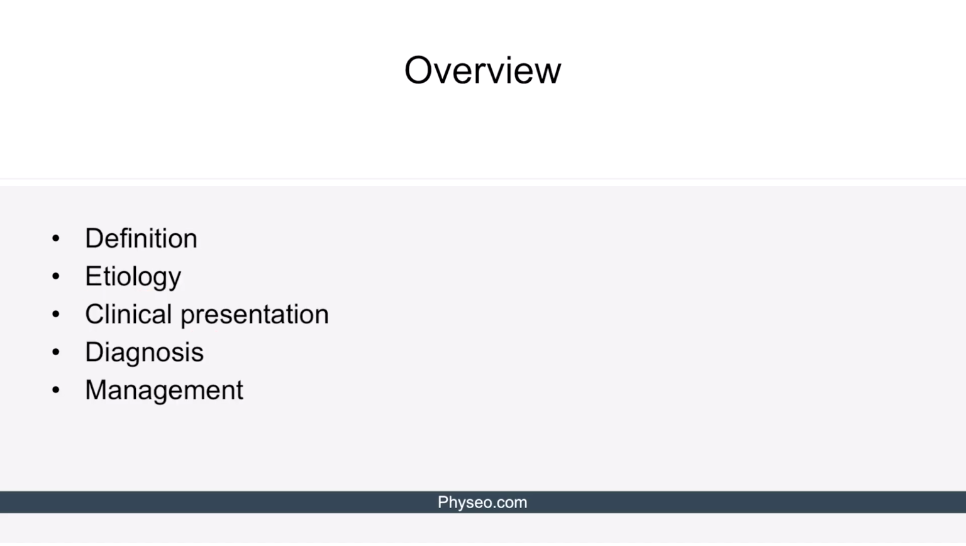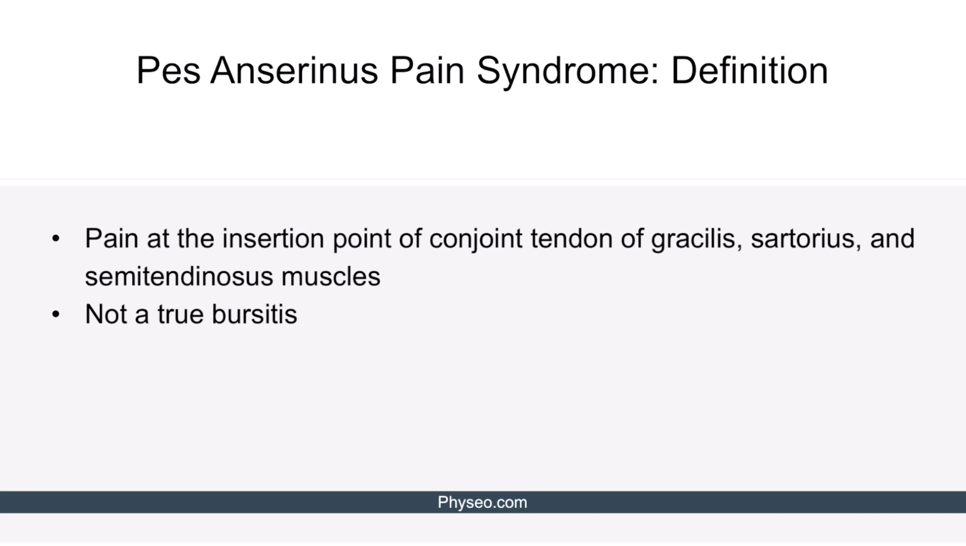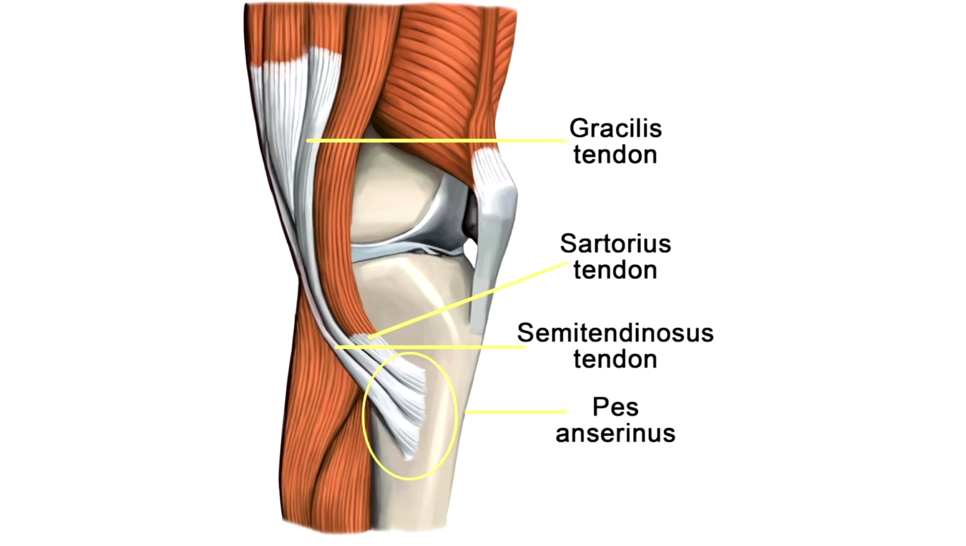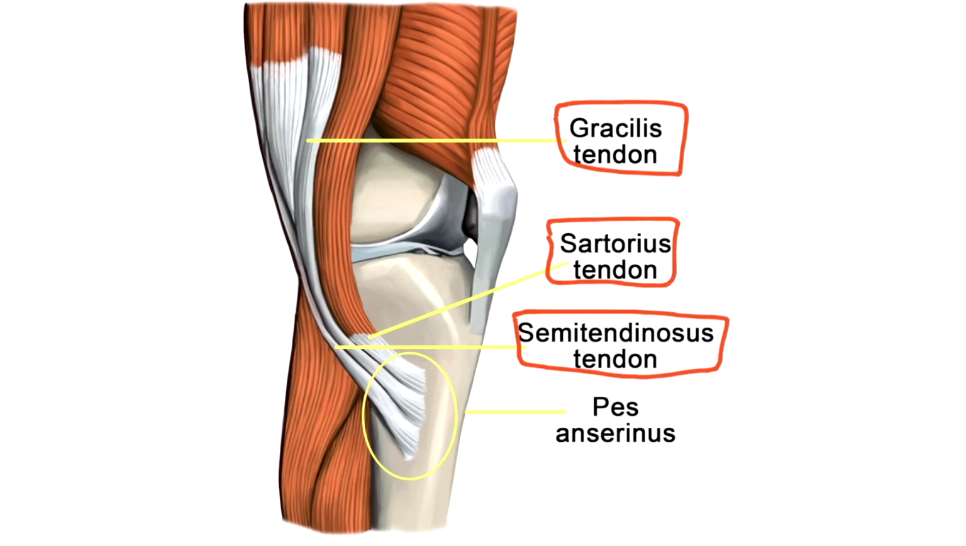Here's the overview slide of the topics we are going to discuss for pes anserinus pain syndrome. Pes anserinus pain syndrome is pain at the insertion point of the conjoint tendon of the gracilis, sartorius, and semitendinosus muscles. Pes anserinus pain syndrome is not a true bursitis, despite being considered so in the past. Here you see the anatomy of the pes anserinus. The pes anserinus is the conjoint tendon of gracilis, sartorius, and semitendinosus muscles at the medial knee.